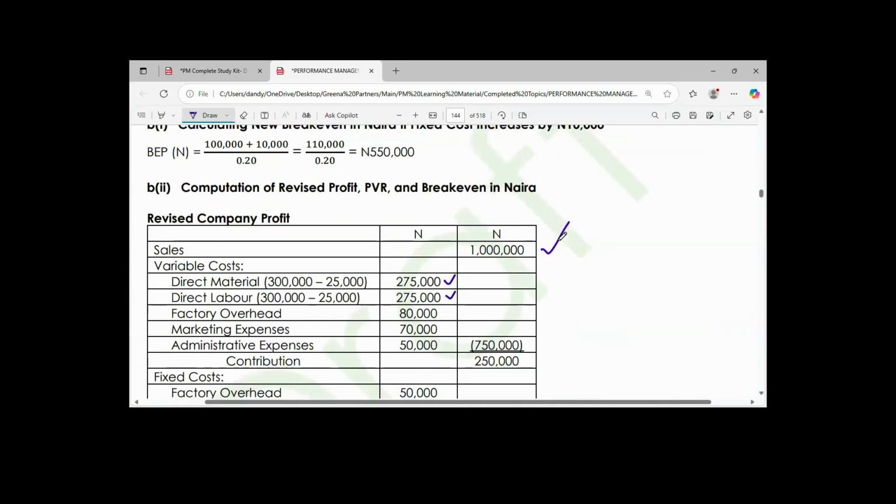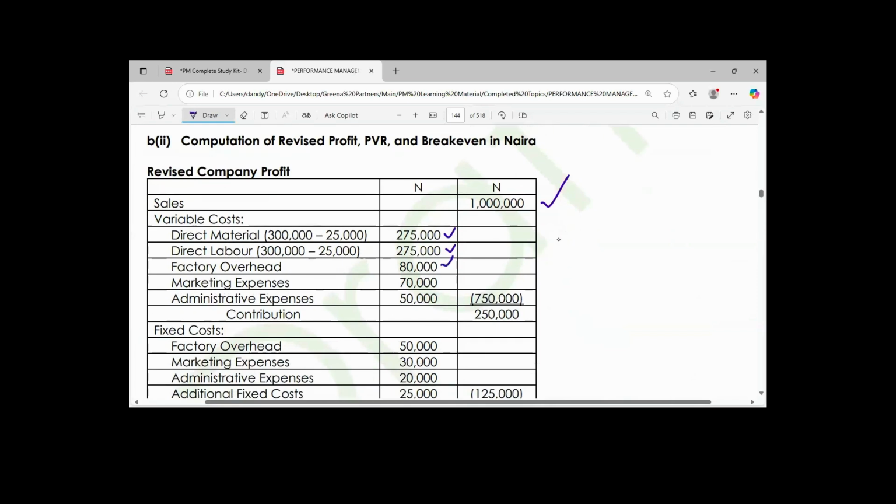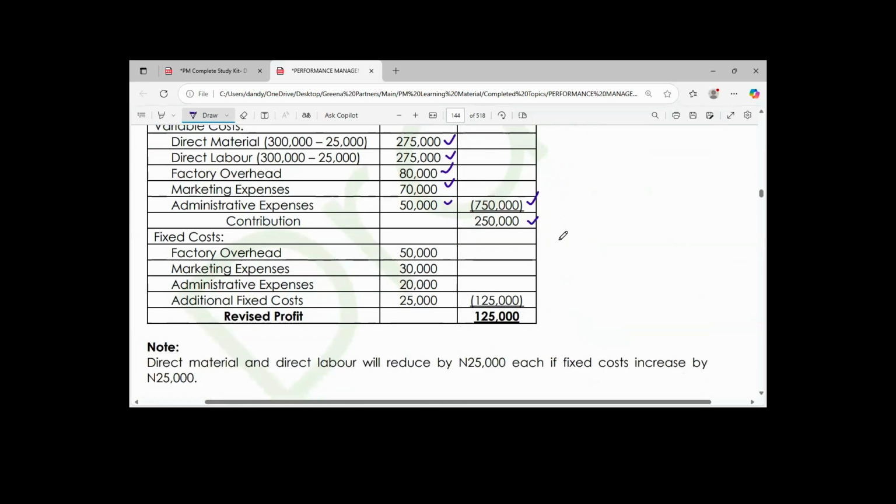When you add up all the variable costs together, you are going to have 750,000. So 1 million naira minus 750,000 gives us 250,000. That is the total contribution margin. Then you now less the fixed cost. Under the fixed cost, originally we have fixed overhead of 50,000. We also have marketing expenses of 30,000.